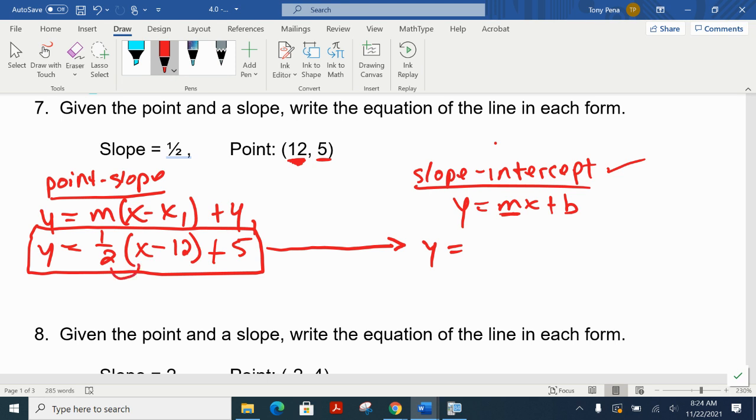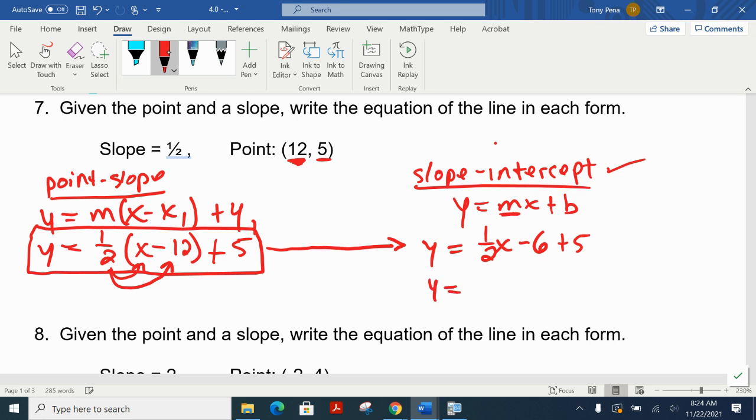So take the 1/2, multiply it by x. Then take your 1/2, multiply it by that negative 12. So what's half of 12 is basically all you're asking yourself. And half of 12 is 6. And then we still have that little plus 5 hanging out at the end right here.